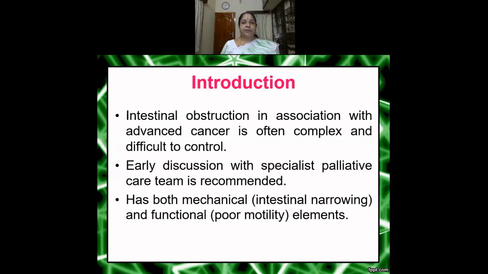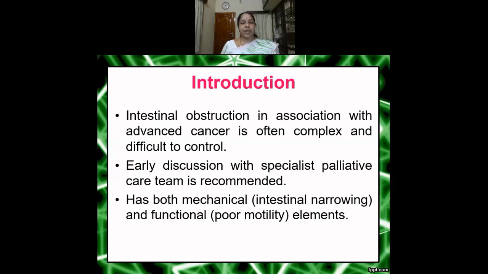Intestinal obstruction in association with advanced cancer is often complex and difficult to control. So this intestinal obstruction means there is growth inside the gastrointestinal tract. It can be in any part of the gastrointestinal system. This will obstruct the food that enters the gastrointestinal tract. And if cancers are present, it is very difficult and also very complex to control.